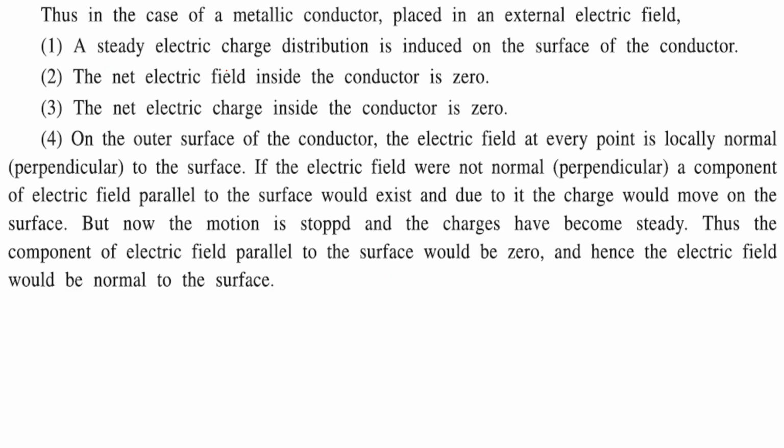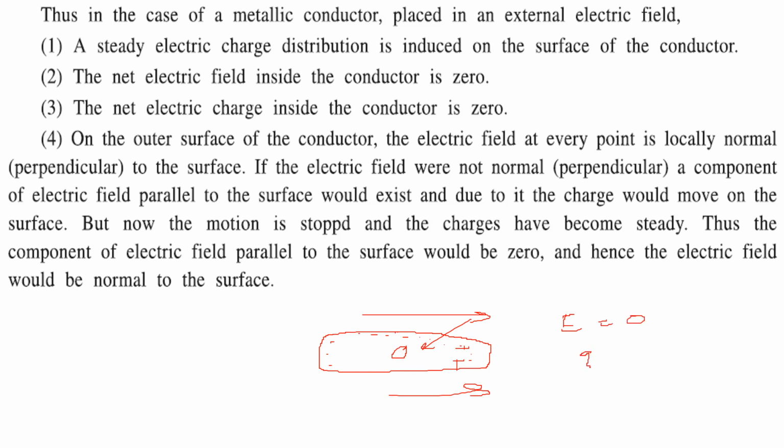So in this case, the metallic conductor, when we place it in an electric field, a steady electric charge distribution is induced on the surface of the conductor. So if this is, say, a conductor subjected to some electric field, there is a steady charge induced, which you will see on the surface of the conductor. The net electric field inside this conductor will be 0. Electric field will be 0. Electric charge would be 0.